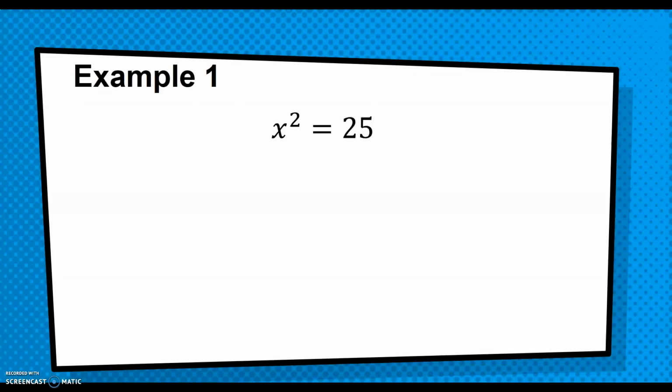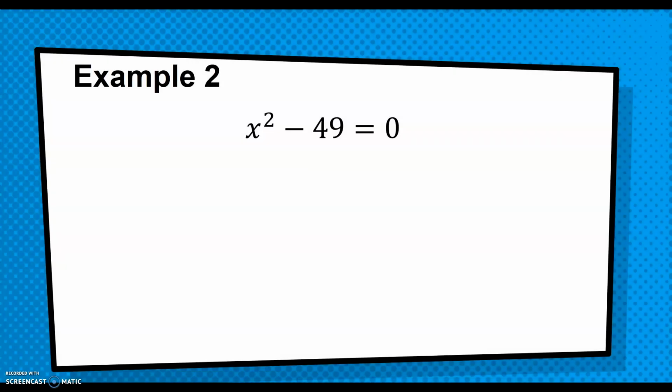x squared equals 25. Well, if I use the square root property and take the square root of both sides, I get something that looks like this. The square root of x squared equals the square root of 25. Well, the square root kind of cancels that square, and I know that I get x. And I know that 25 is a perfect square, and its square root is 5. But remember, it's also negative 5. So my answer is x equals plus or minus 5. What that means for quadratics is that this quadratic crosses the x-axis at both positive 5 and at negative 5.